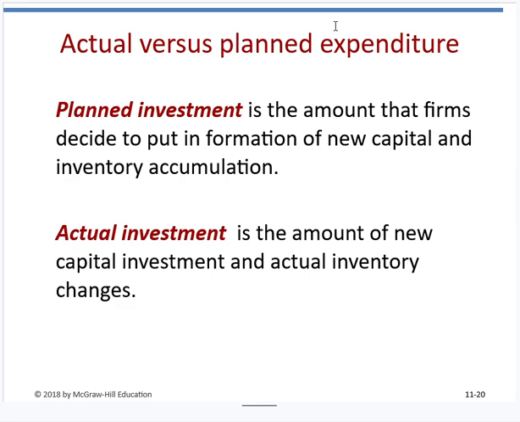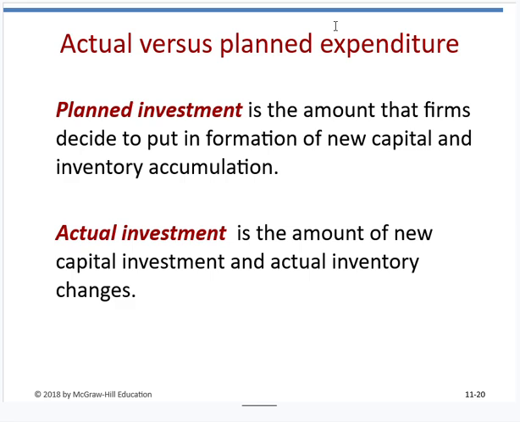And actual aggregate investment is just the amount of output, the level of the production, that firms are actually able to spend and sell. So that is the difference between the two, actual aggregate expenditure versus planned aggregate expenditure.